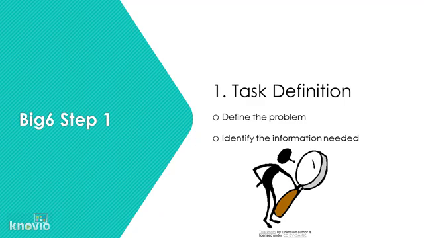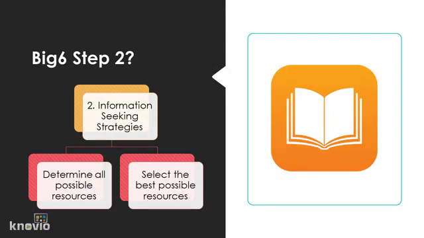In this step, you want to define the problem being asked and also identify the information needed. During this step, ask yourself, what am I supposed to do exactly, and what information do I need? The second step in the Big Six process is the information seeking strategy step. In this step, you need to determine all possible sources and then select the best. When you're in this step, ask yourself, what resources can I use? Are they in print or electronic? And which one would be the best choice?